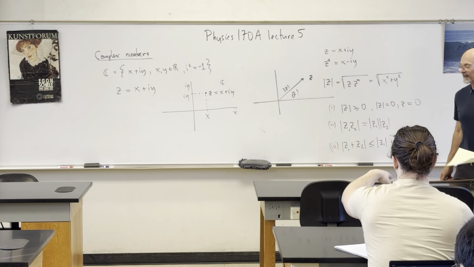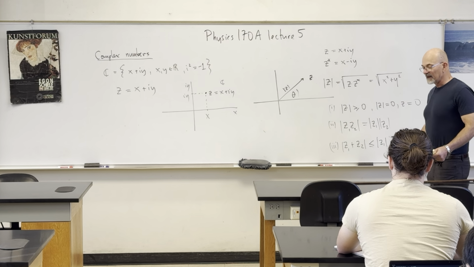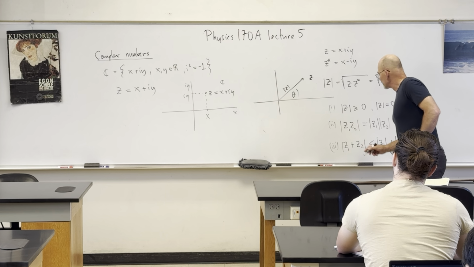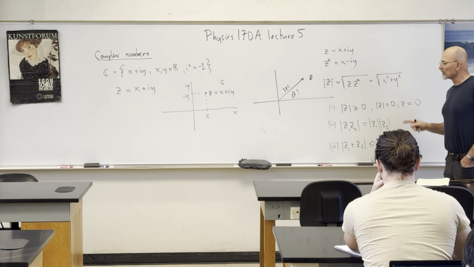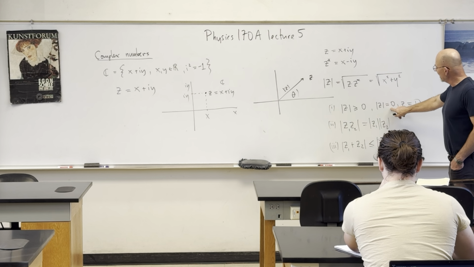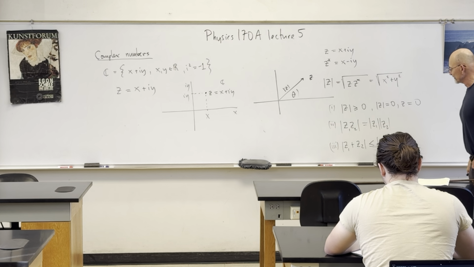Did you go with the first property again? This one here? Yeah. So we can actually explicitly do these. The magnitude of a complex number is always greater than or equal to 0, and the magnitude is only 0 when z itself is 0.